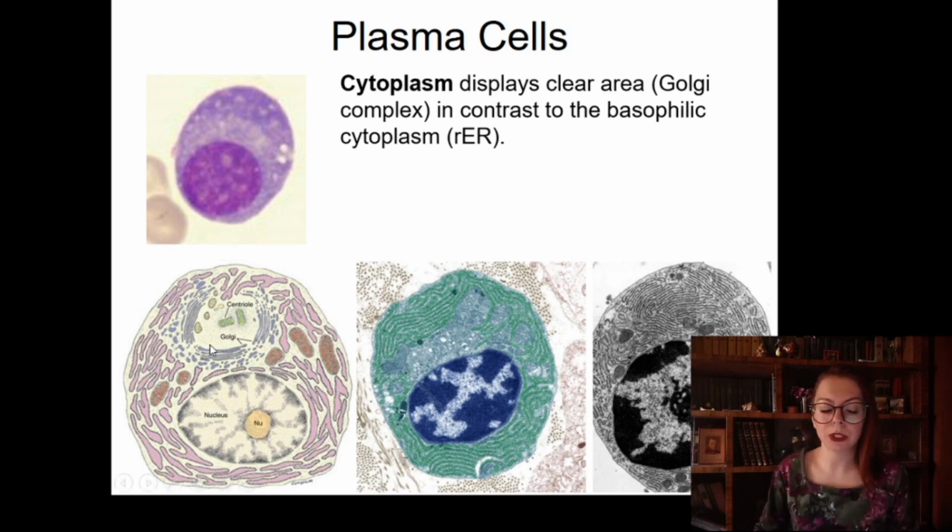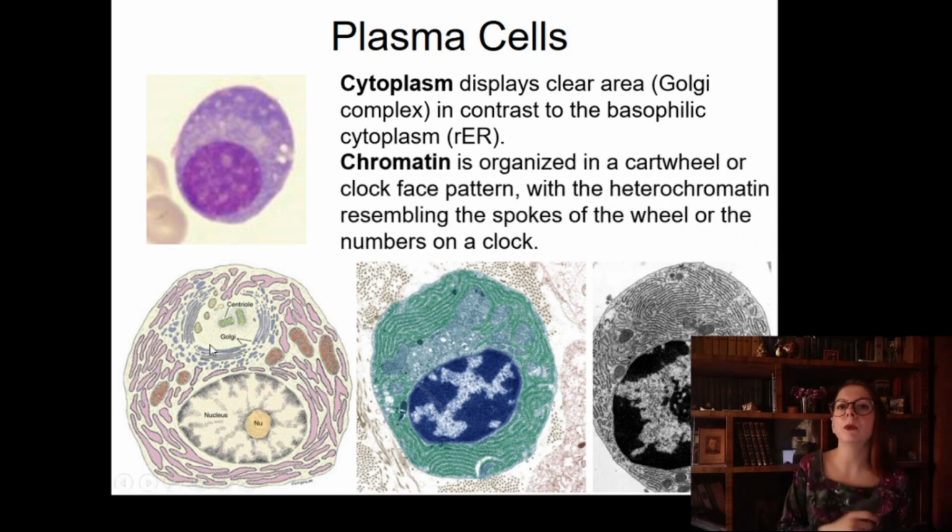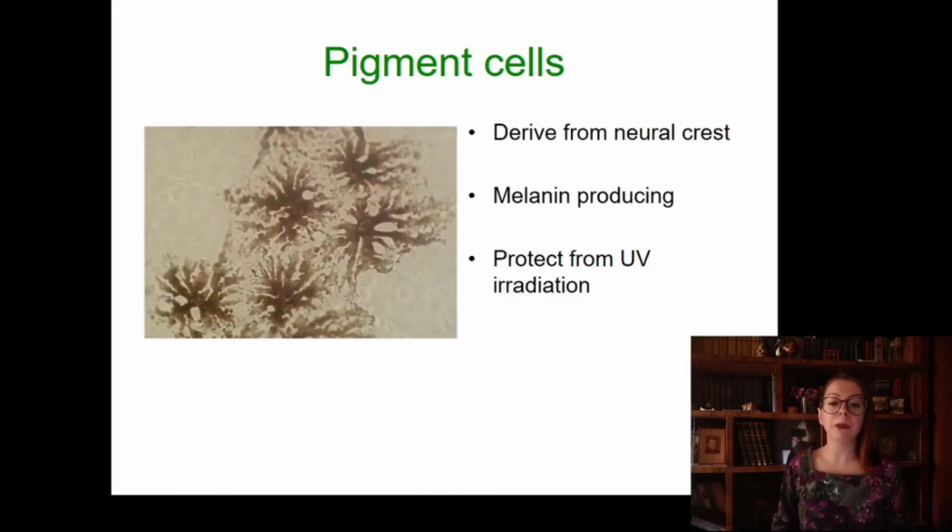Here Golgi complex is located. Another criterion is the chromatin arrangement. Chromatin is organized in a cartwheel or clock face appearance. As you can see here, heterochromatin clumps are condensed at the periphery of the nuclear membrane, and here we can see something like a clock face pattern, and this is really a very characteristic appearance. That's what helps you to recognize plasma cells among others in the connective tissue. Please remember that.